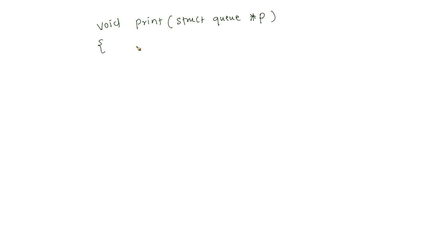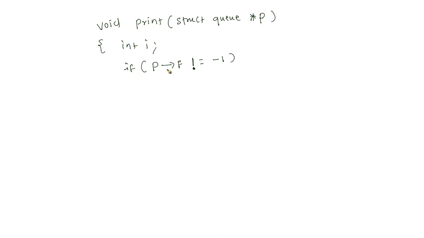Before printing this queue, I'll need one variable here, int I. Before printing, I should make sure that the queue is not empty, because if there are no elements in the queue, how can I print that? So if P arrow F is not equal to -1. If it is -1, that means the queue is empty. When P arrow F is not equal to -1, then only I'll print the queue.